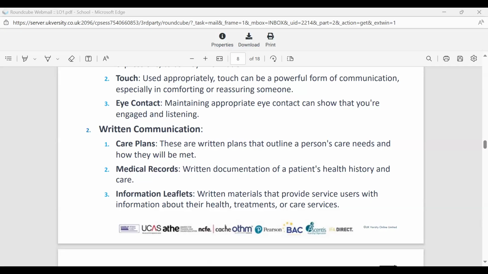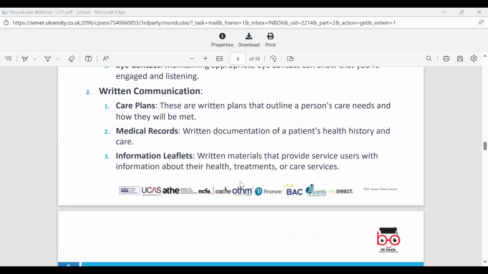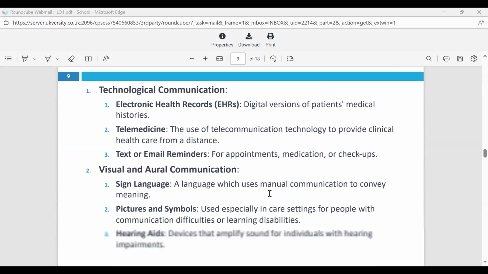Then you have medical records, which look at documentation of their past history, maybe their patient's health history and care, what medication they're on, and information leaflets are really important for individuals. Maybe you give leaflets out on dementia or diabetes or anything like that that the patient would need to help them, and it's material that would support them.